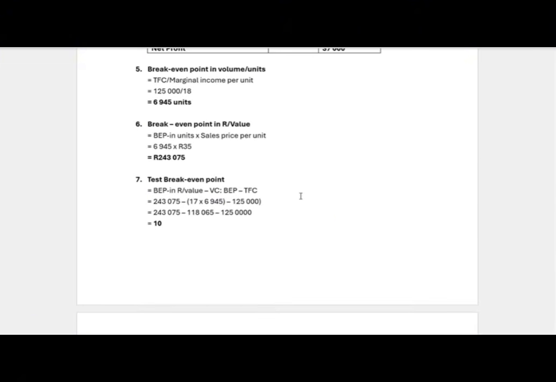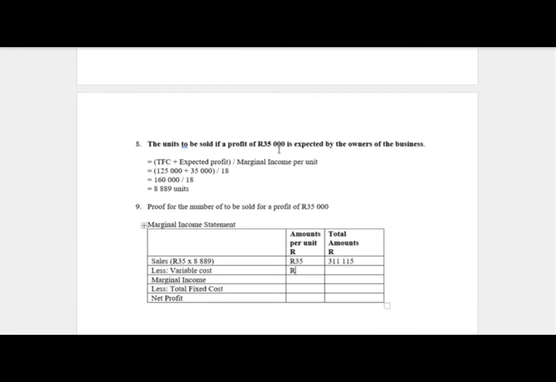Okay, so remember our sales per unit is 35. And then our variable cost per unit is 17, right? As we calculated up there, 17. So 17 there, and then our marginal income per unit is 18. Okay, and then now let's calculate our variable cost. Our variable cost total is going to be 17 rand multiply by the number to be produced, 8,889.